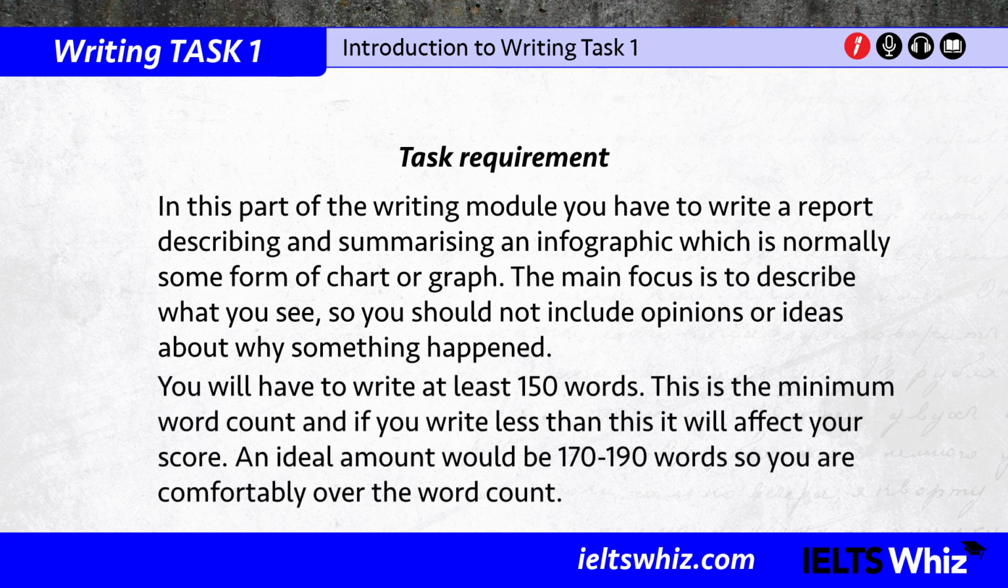You'll have to write at least 150 words. This is the minimum word count, and if you write less than this, it will affect your score. An ideal amount would be 170 to 190 words, so you are comfortably over the word count.